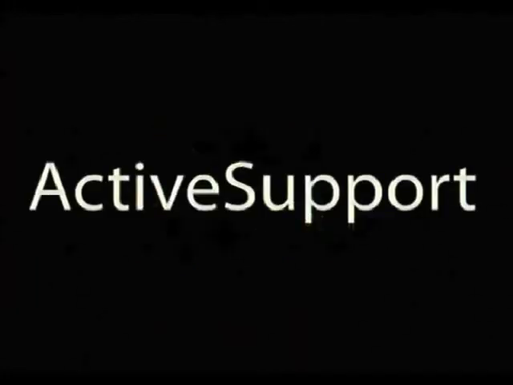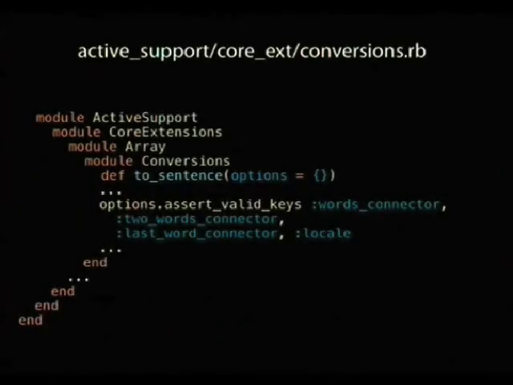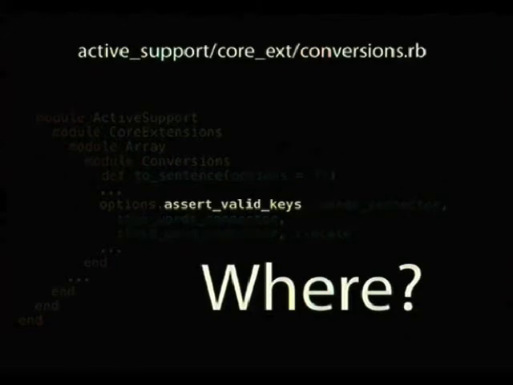So on to big sorts of things that we've done in Rails 3. The first big feature is just making it easier to opt in and opt out of things. An example of this is Active Support. So can you sort of see that? Cool. So here's active_support conversions, and you can see that there's an Array module in there that has a to_sentence method, and in there it does assert_valid_keys, right? And the problem is that assert_valid_keys, where does that come from? It comes from another part of Active Support.